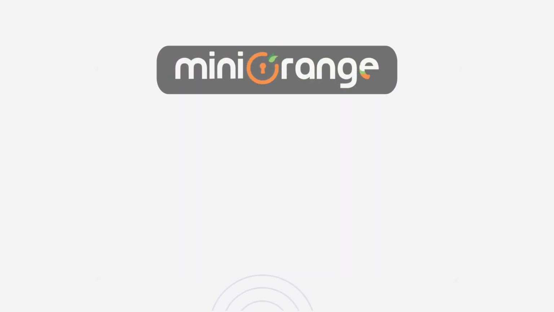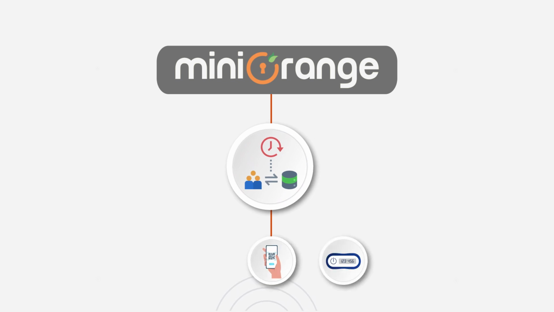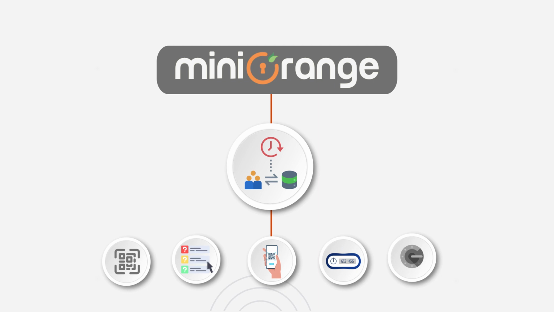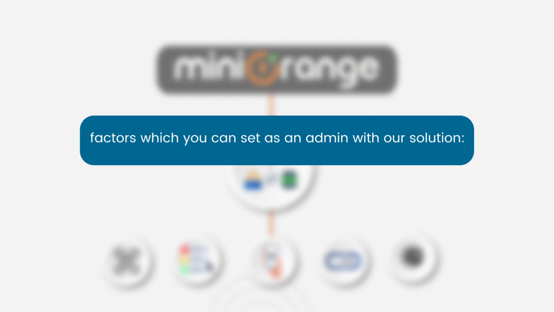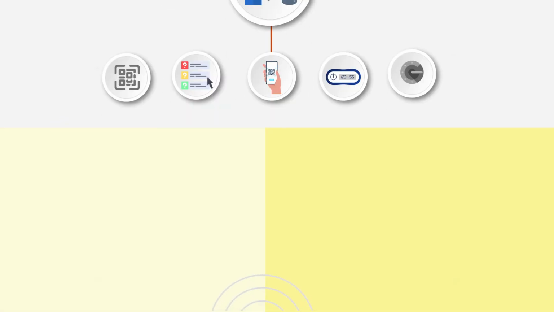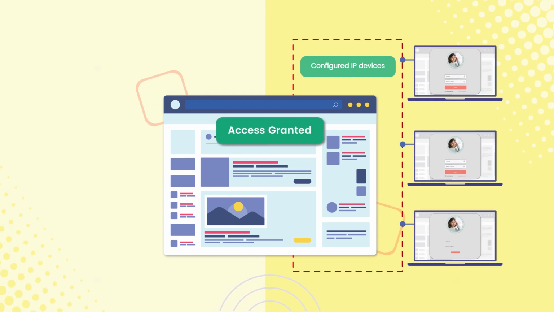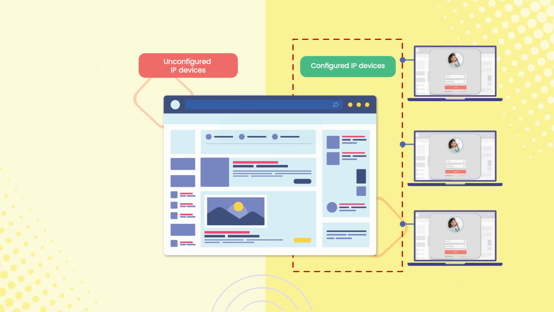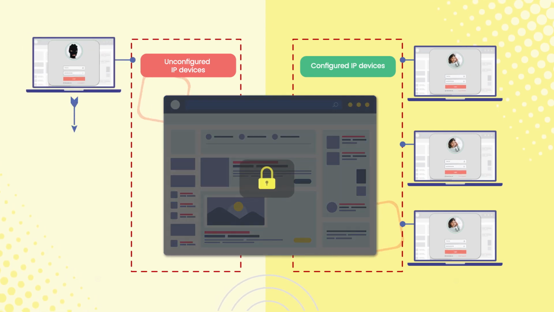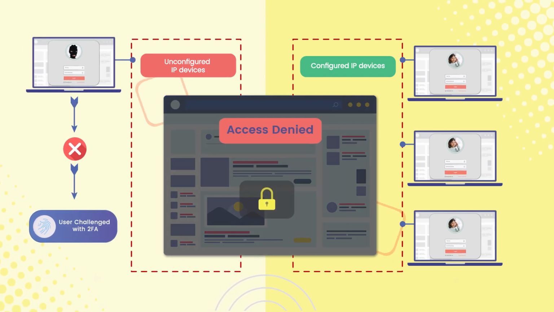Get a holistic security solution with miniOrange. With the miniOrange adaptive authentication solution, you can empower your business with real-time risk assessment by adding additional authentication factors to guard against potential breaches. Here are the adaptive authentication factors which you can set as an admin with our solution. IP restriction. It is a feature to enable or restrict access to your website and web apps based on individual IP addresses or a range of IP addresses.